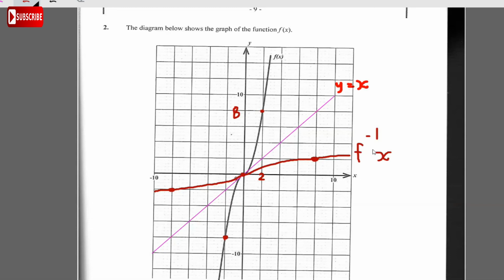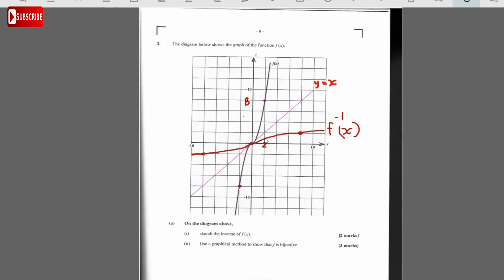Nice and easy, a very easy question. All you had to do was just reflect this in the line y equals x. Just reflect the graph in the line y equals x. Now it says use a graphical method to show f is bijective. So using a graphical method, the first thing to be bijective is that it's 1-to-1. So we're going to do the horizontal line test to show that it is 1-to-1 first.